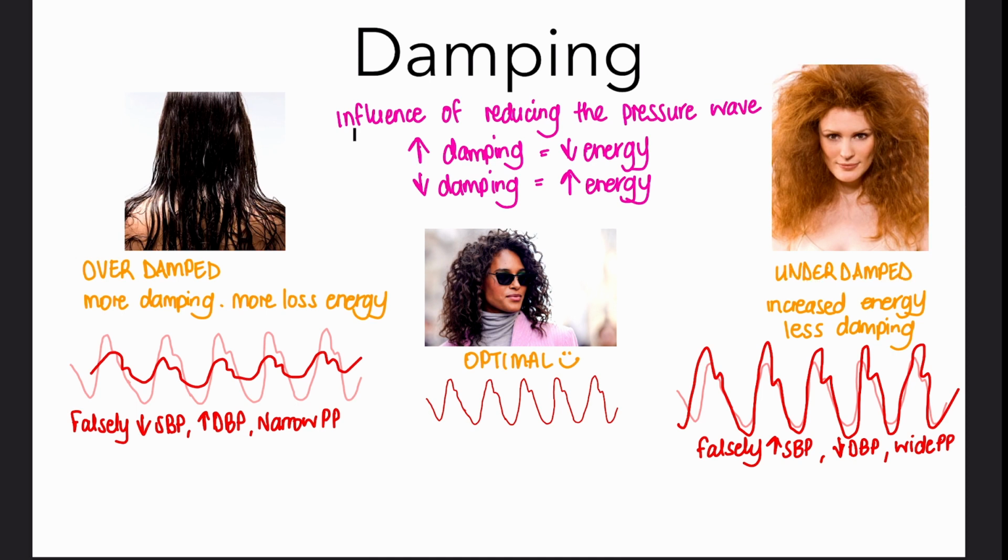So remember, overdamped, so wet, too much water, is going to have limp hair, less energy, and you're going to have a falsely low systolic and high diastolic. If it's dry and frizzy, underdamped, you're going to have increased energy, and you're going to have a high systolic and low diastolic.